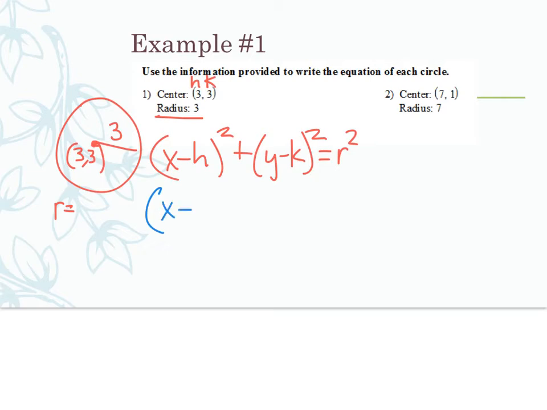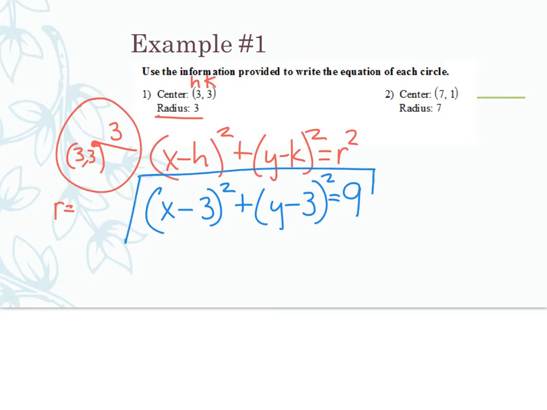So it's x minus h and y minus k equals r squared. You can write 3 squared here, or you can go ahead and write 9. You would want 9 for the final answer. And there you go. That's number 1.